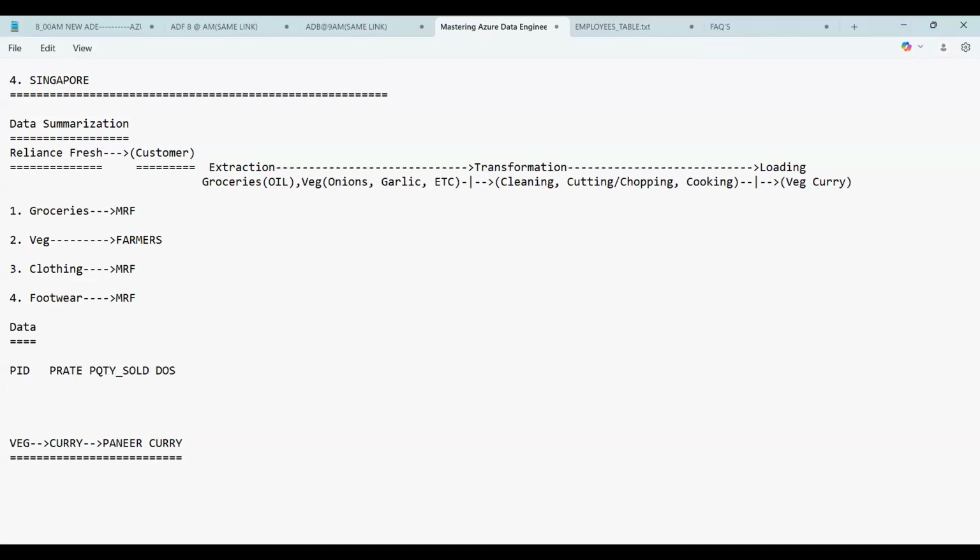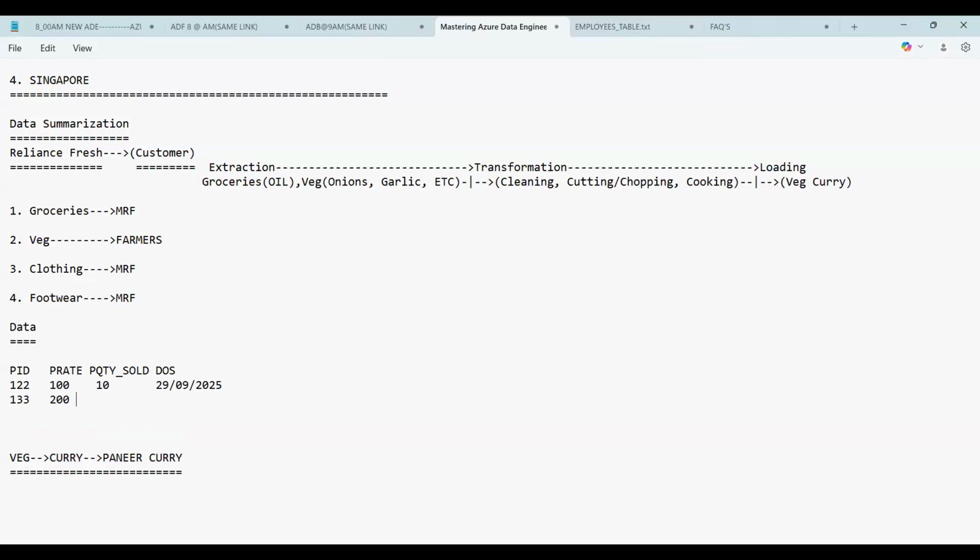Some three things are there. Product ID, I can say something like this. Product rate is 100 rupees. Quantity sold is 10 pieces. And the date of sales is today's date. What is today's date, guys? You can say 29th of September 2025.